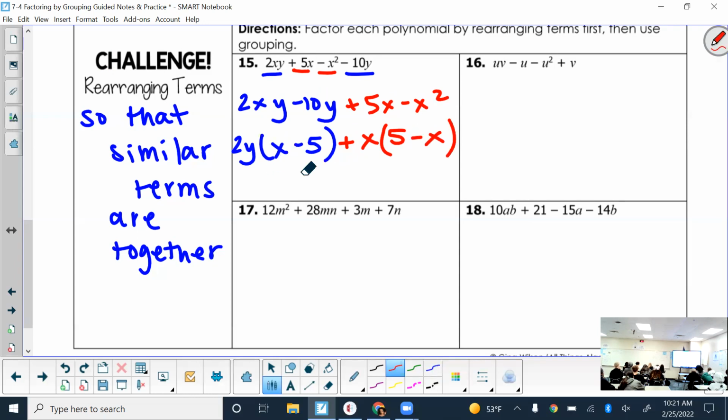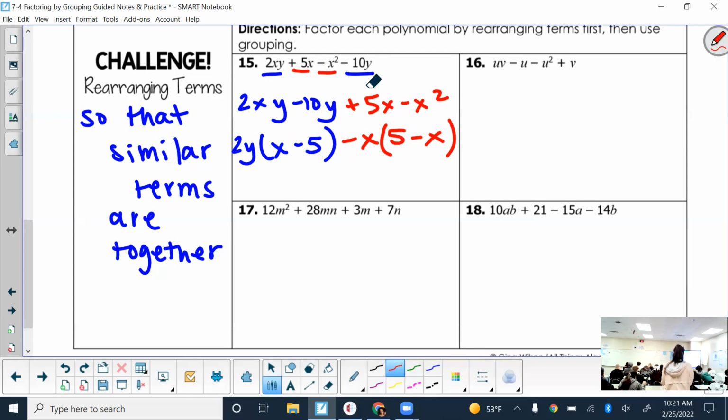Now, is x minus 5 the same as 5 minus x? No. Order matters with subtraction. The signs are opposites. So this is positive, this is negative. This is a negative 5, this is a positive 5. So what can I change right here to make it so that the signs switch? We can make the x negative.